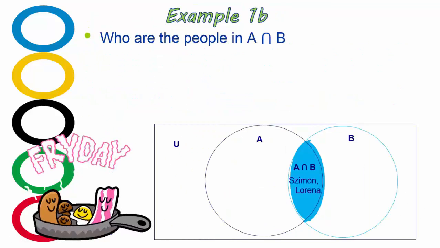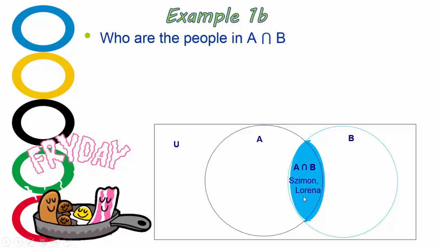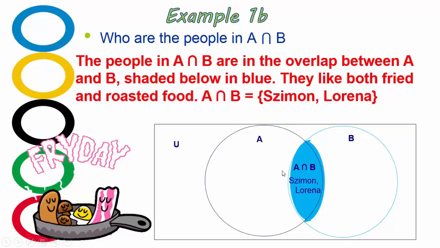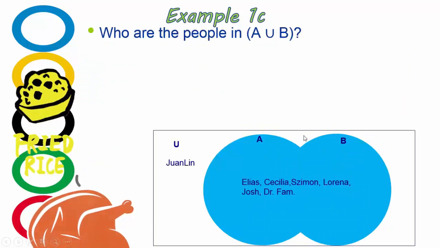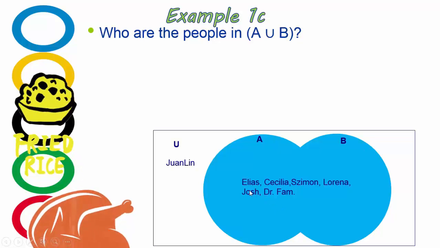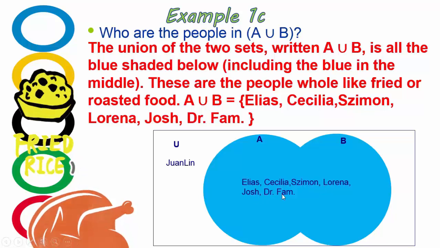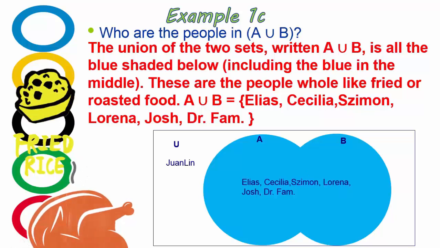In example B, we want to know who is in the intersection, meaning the ones who like both. According to our diagram, we have Simone and Lorena. The intersection means where our sets A and B overlap. Now for C, we want to find the union. The union would be all of the people that are included in both A and B. That would include Elias, Cecilia, Simone, Lorena, Josh, and myself. The only one who's not in the union is Juan Lin, because she is not in either A or B. She doesn't like either roasted or fried food.